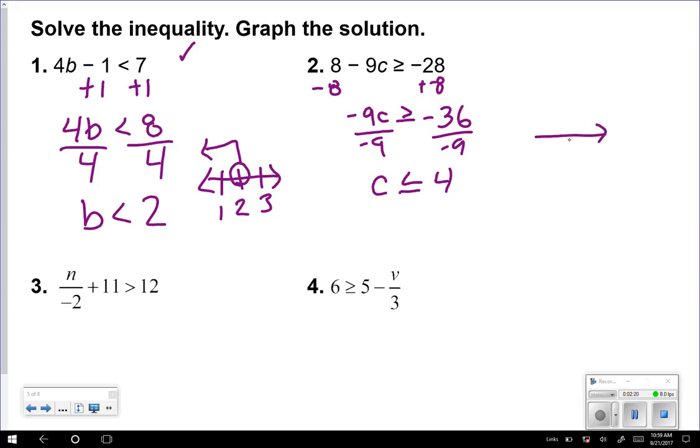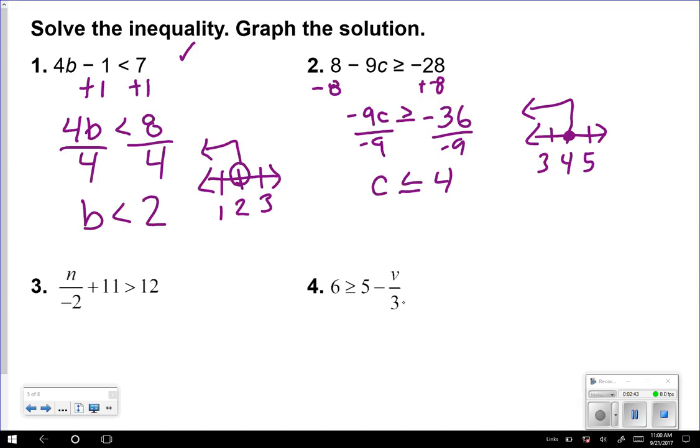So if I graph that, closed circle at 4 because 4 is included in my solution set, shaded to the left. So I could pick any number that's less than 4. If I pick 0, 8 minus 0 is 8. 8 is greater than or equal to negative 28.